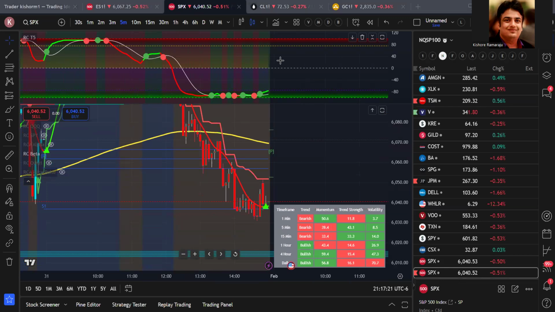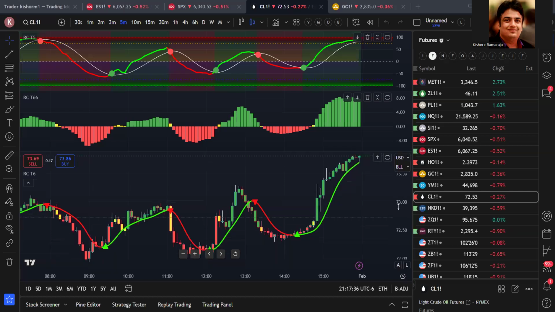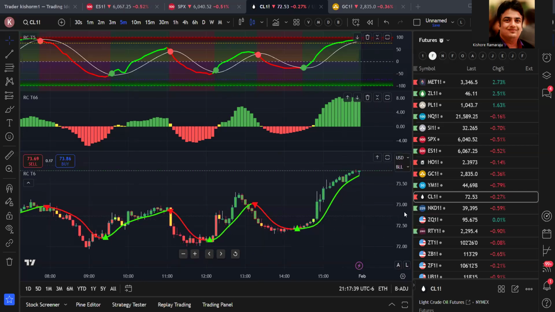Yeah, all the indicators, there is a PPT explaining each and every indicator. T5, T6, and T66.